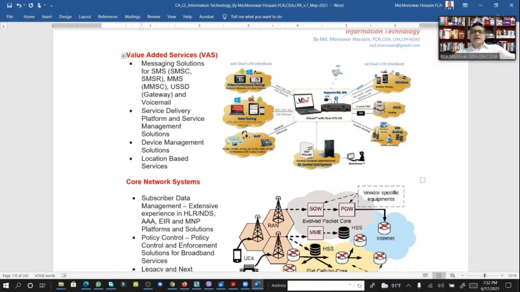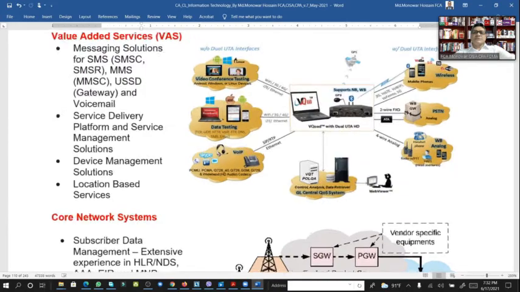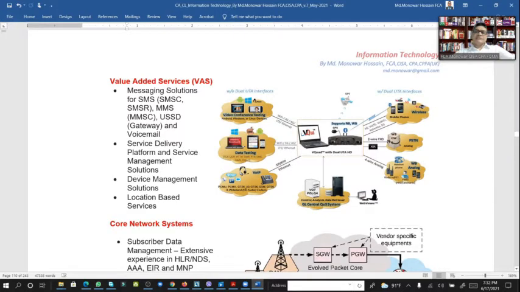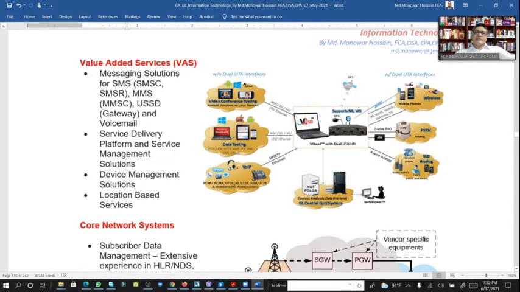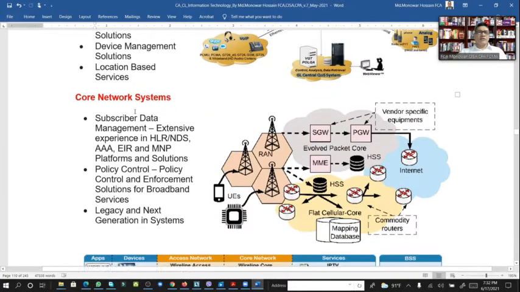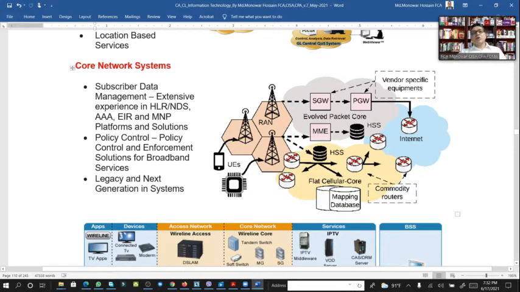If we see here, nowadays in all services and within the digital service, each and every point is interrelated, each and every work is interrelated, each and every segment is interrelated within the organization, not only the organization, but the overall system of the business. And core network system, here we say the subscriber data management and policy control and next generation system. So core network system, if we see the picture here, here vendor-specific equipment through the internet.